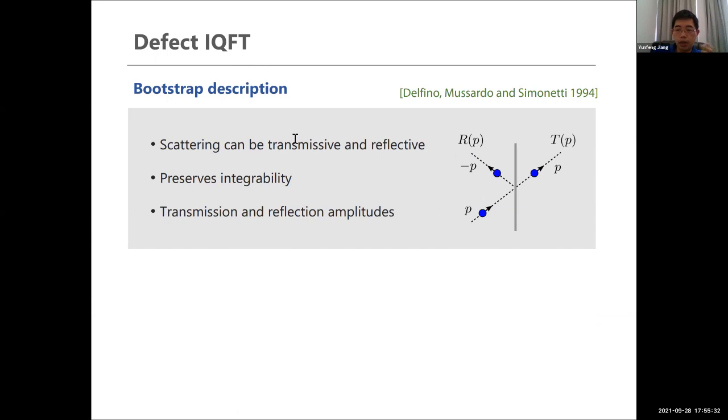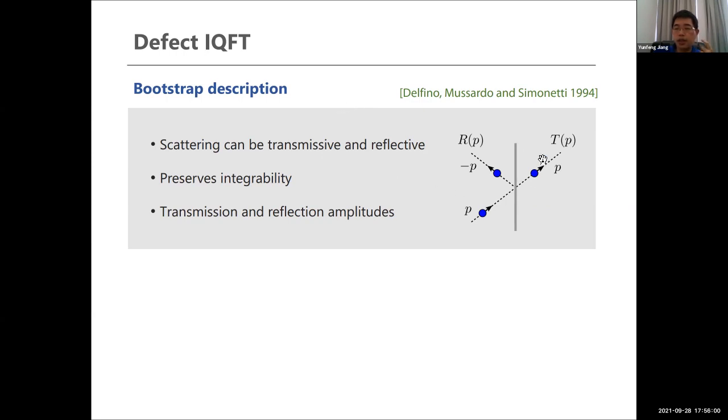You can write down a Lagrangian, and then you can write down a defect Lagrangian describing the defect. So here I would just focus on the bootstrap description, because that's the one we need. You can also define the notion of integrable defect, namely the defect that preserves integrability. This study was initiated by Tofino, Musardo, and Simonetti.